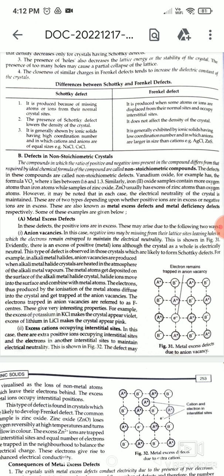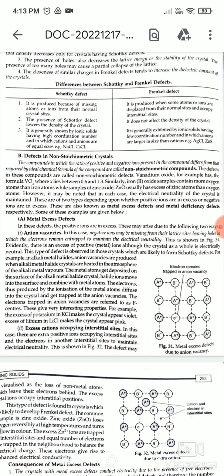Now first is metal excess defect. In these defects, the positive ions are in excess. These may arise in the following two ways. First is anion vacancies. In this case, negative ions may be missing from their lattice sites, leaving holes in which the electrons remain entrapped to maintain the electrical neutrality. Evidently, there is an excess of positive ions, although the crystal as a whole is electrically neutral.